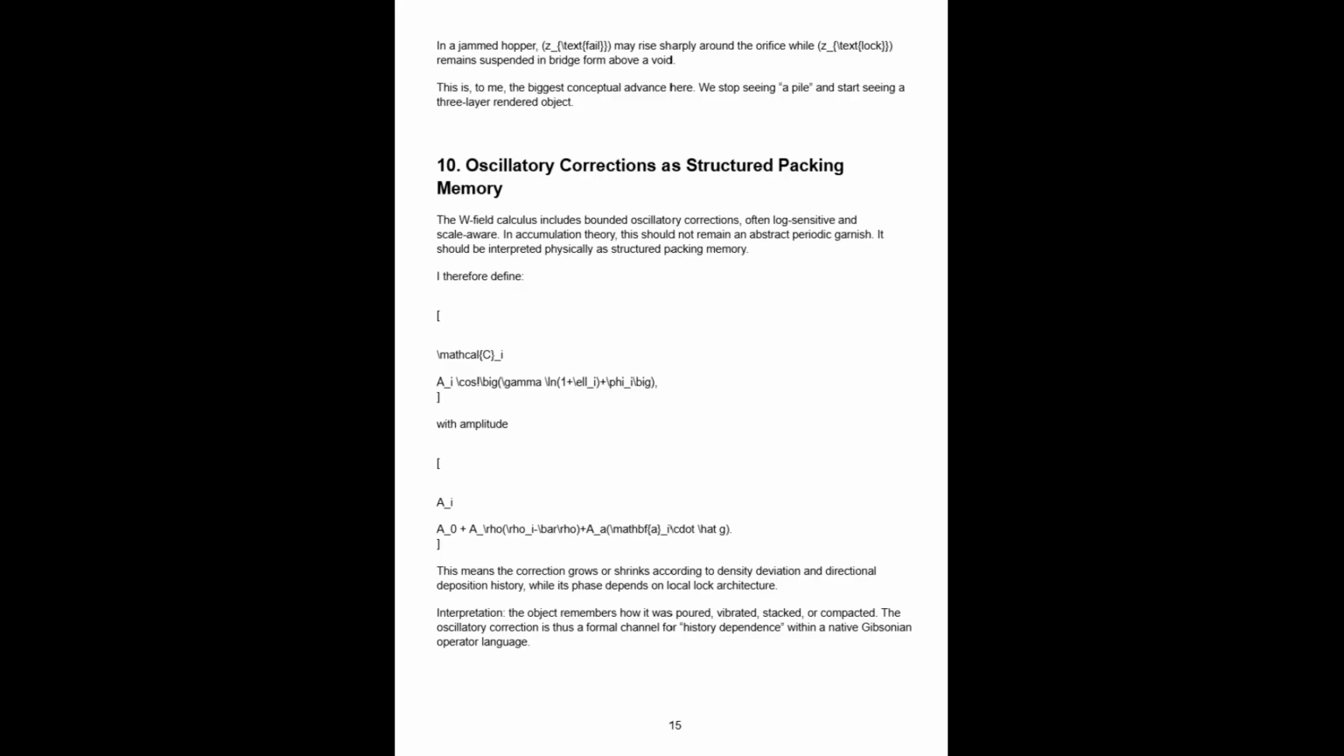But what's fascinating here is that to make this math work, the author introduces something that feels almost, I don't know, biological. You're talking about the memory aspect. Yes. The paper includes a concept called oscillatory corrections. Okay. In the calculus, there is a bounded oscillatory correction term. In a lot of classical math, that might just be a periodic garnish to make a wave function smooth out nicely, you know? Just to make the math look pretty. Exactly. But here, the math literally contains a formal channel for history dependence. The object physically remembers its own past. It does. It has structured packing memory.